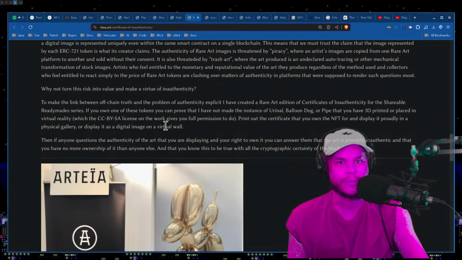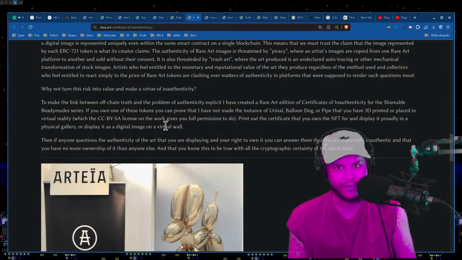Why not turn this risk into value and make a virtue of inauthenticity? To make the link between an off-chain truth and the problem of authenticity explicit, I've created a rare art edition of certificates of inauthenticity for shareable ready-made series. If you own one of these tokens, you can prove that I have not made the instance of urinal, balloon dog, or pipe that you have 3D printed or placed in a virtual reality.